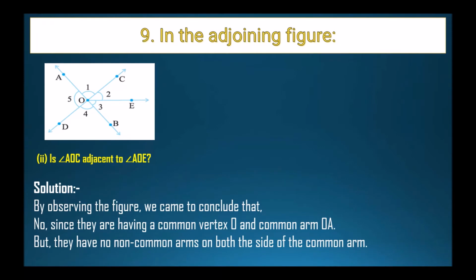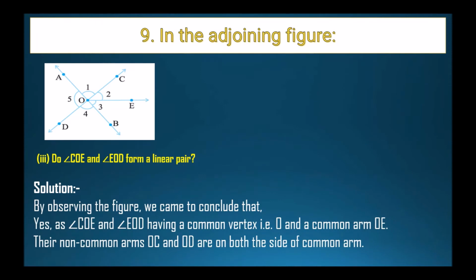Next, is angle AOC adjacent to angle AOE? By observing the figure, we came to conclude that no, since they have a common vertex O and common arm OA, but they have no non-common arms on both the sides of the common arm.